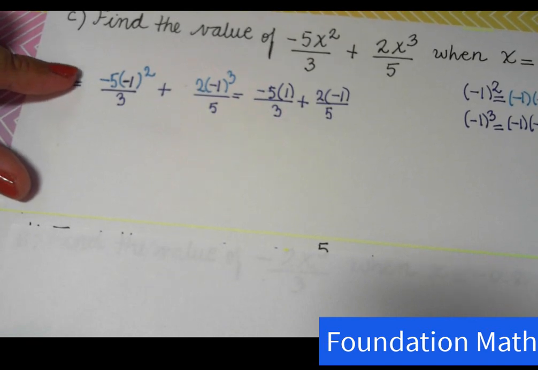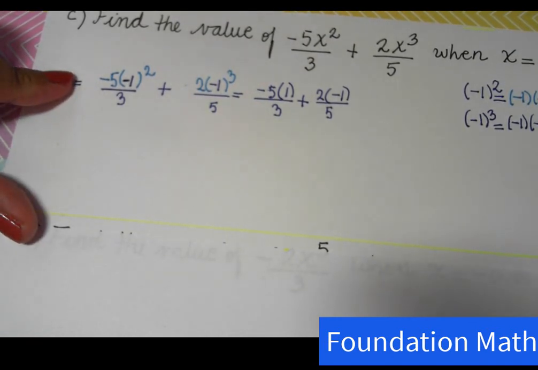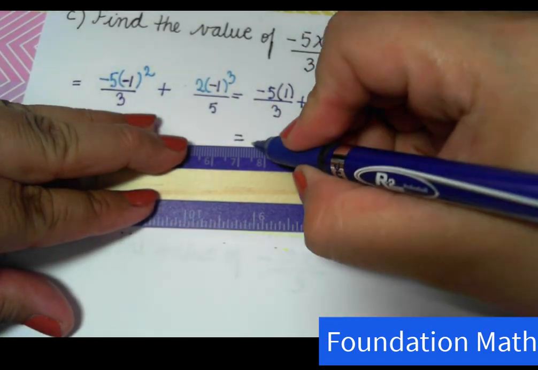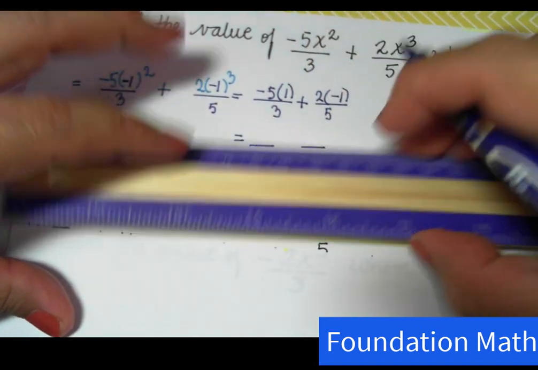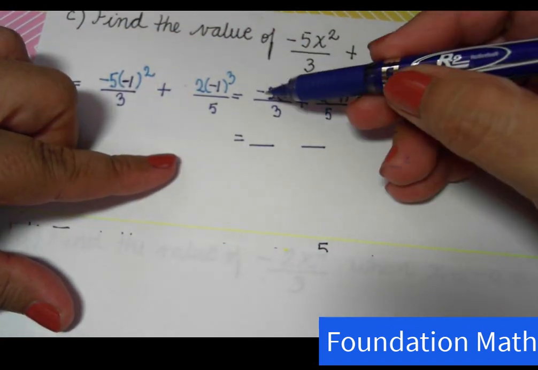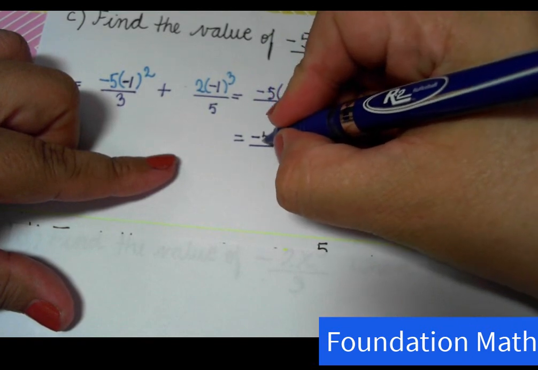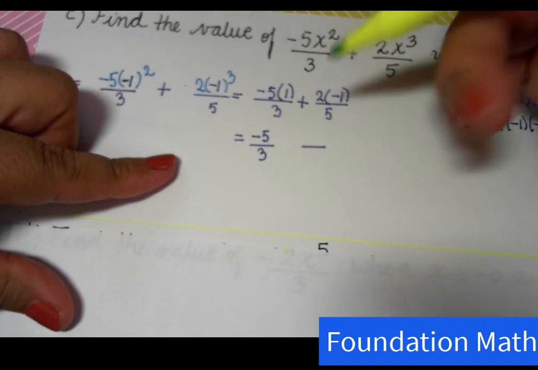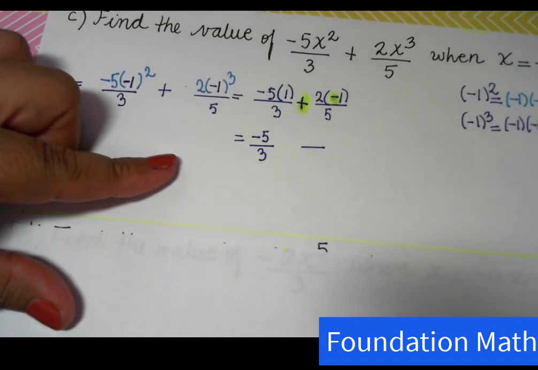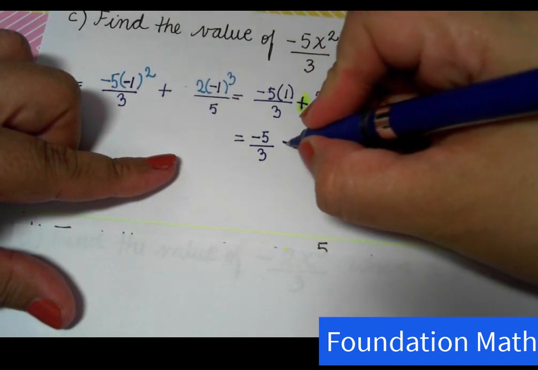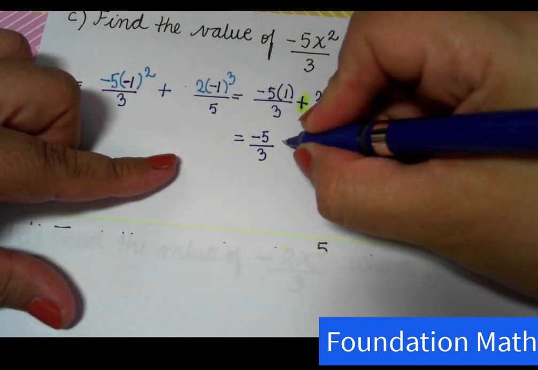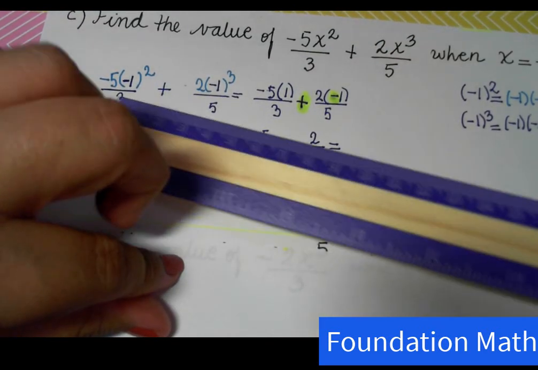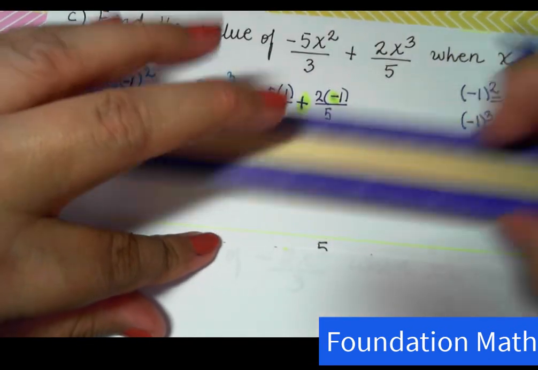Now we have again the fractions. We have to keep with the fractions. Negative 5 times 1 is negative 5 over 3. Positive and negative, remember here, positive 2 times negative 1 is negative 2. 2 times 1 is 2 over 5. That's very easy because we have two fractions. When we have two fractions, it's very easy.